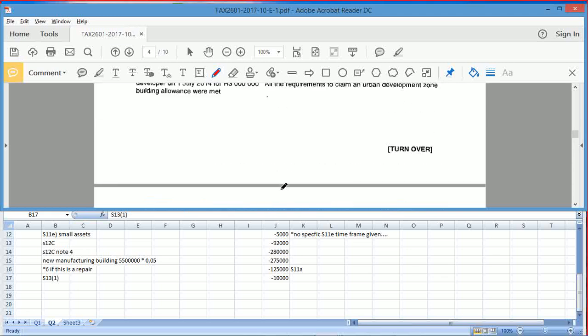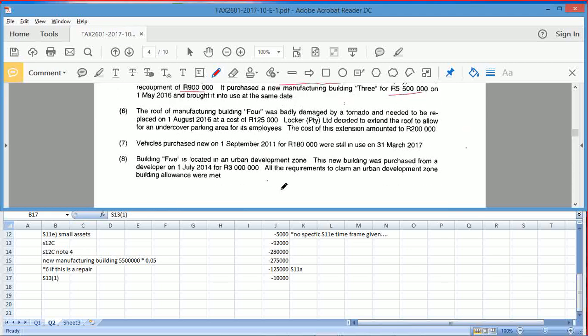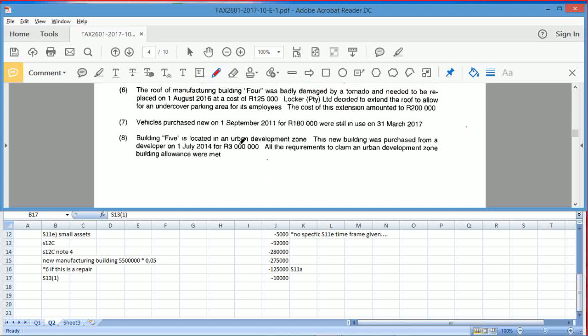Where's 8 year? 6, sir. 6 year. Yes. So this was for a manufacturing building. Yes, so that 200,000 was to extend the roof to allow for an undercover parking area for its employees. The cost of this extension amounted to 200,000. Okay, so if you were given 200,000, that's the extension, that's the improvement, do you agree? Yes, sir. That would have been the immovable assets, right? Yes, sir. Okay. The carports are then depreciated.